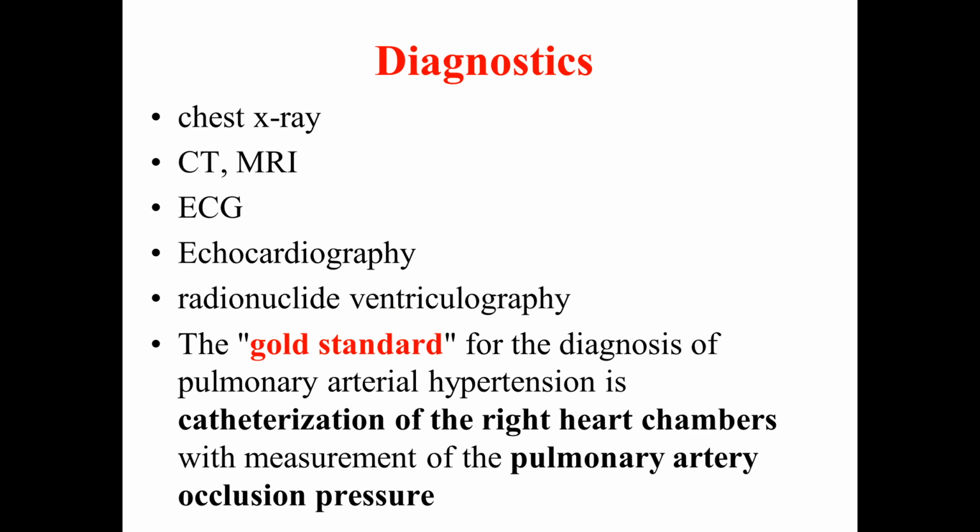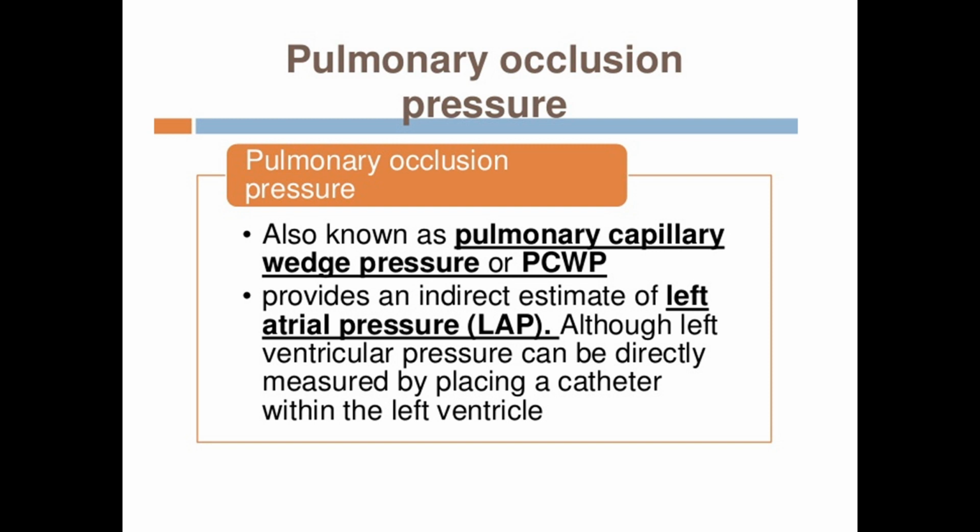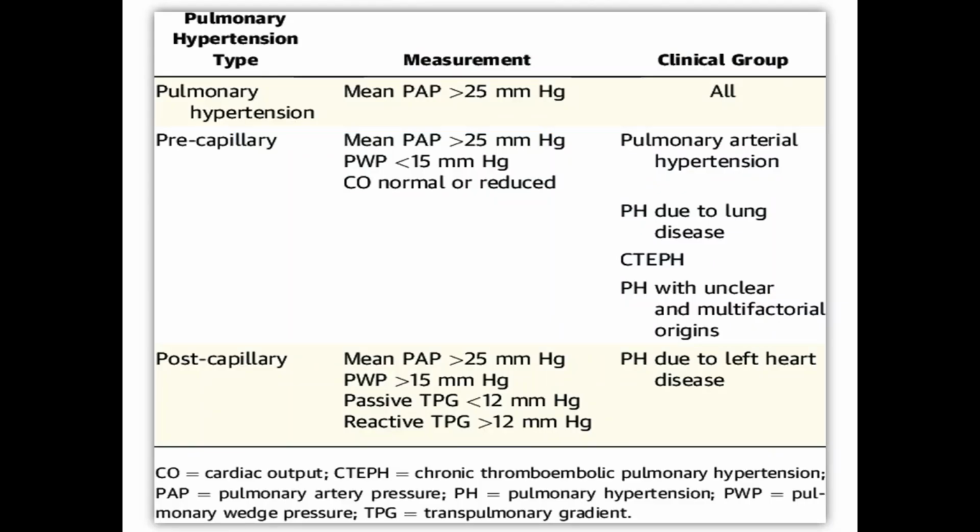Diagnostic methods include chest X-ray, CT, MRI, ECG, echocardiography, and radionuclide ventriculography. The gold standard for the diagnosis of pulmonary arterial hypertension is catheterization of the right heart chambers with measurement of pulmonary artery occlusion pressure. Pulmonary occlusion pressure, also known as pulmonary capillary wedge pressure, provides an indirect estimate of left atrial pressure. Also, left ventricular pressure can be directly measured by placing a catheter within the left ventricle.